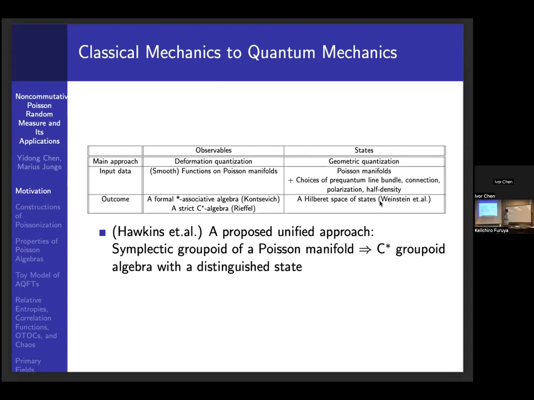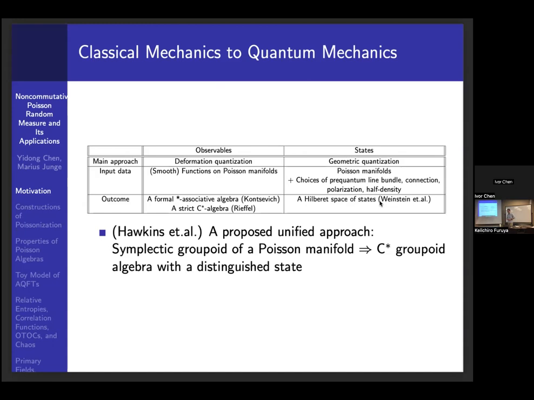But there is a more, let's say, unified approach, a proposed unified approach, which is due to Hawkins and his collaborators, which basically says that instead of just looking at a Poisson manifold, we should look at something called a symplectic groupoid associated to the Poisson manifold. And this groupoid will produce a C-star algebra with a distinguished state. It was argued that this unifies both perspectives, and the outcome would be an algebra with a state.